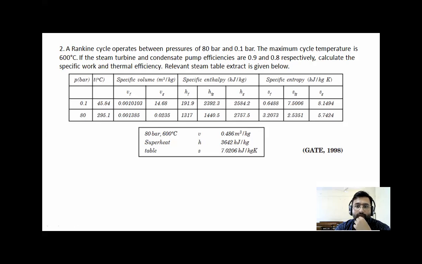Relevant steam table extract is given below. So they have given directly the table from steam table: pressure, saturation temperature, specific volume, specific enthalpy, specific entropy. They have also given you at 8 bar 600 degrees Celsius, the specific volume, the superheat, and the entropy. So please write that table, write down the example.